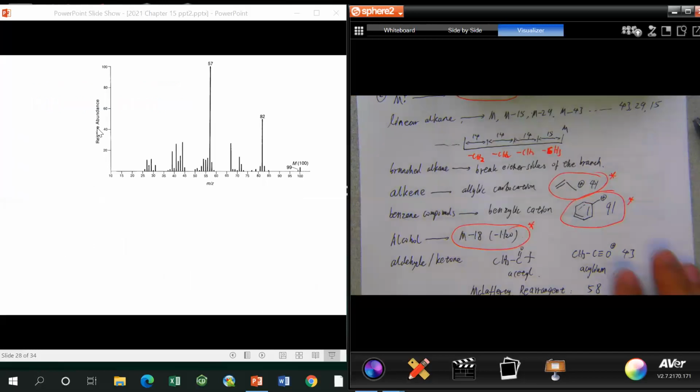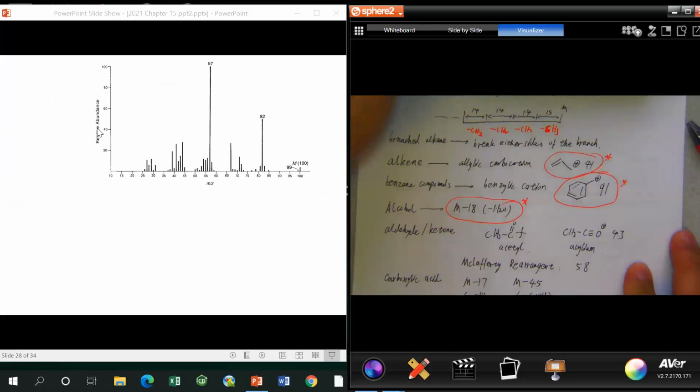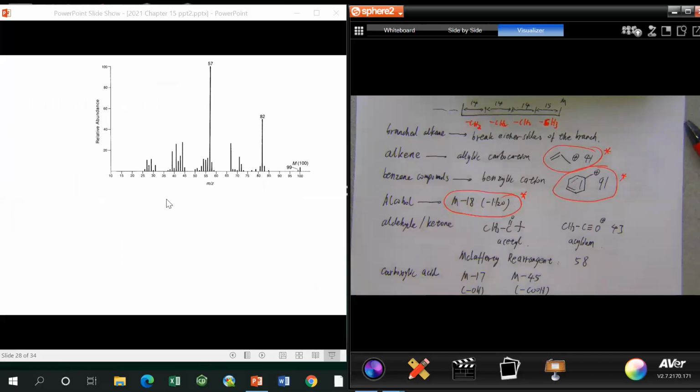All right, now we can do a little bit of practice. We have this mass spectrum shown here. Can anyone tell me what functional group is in this molecule? Take a look. The molecular ion peak is already labeled: the molecular ion mass is 100, and then we have two fragments, 82 and also 57. Can anyone tell me what the functional group in this molecule is?